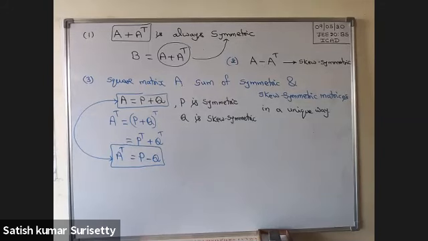So when you add, what will you get? P equal to A plus A transpose upon 2. And when you subtract, Q equal to A minus A transpose upon 2, which is the same as what you have written before. That means it is always unique. Is both clear, or is any blur coming? Perfect. Clear.